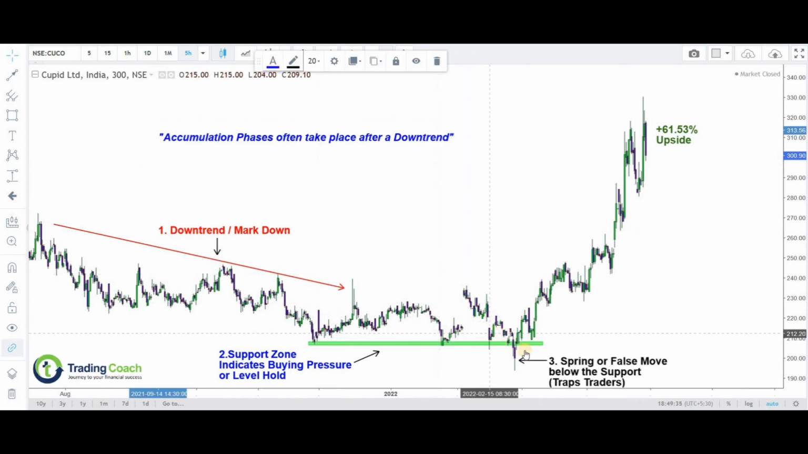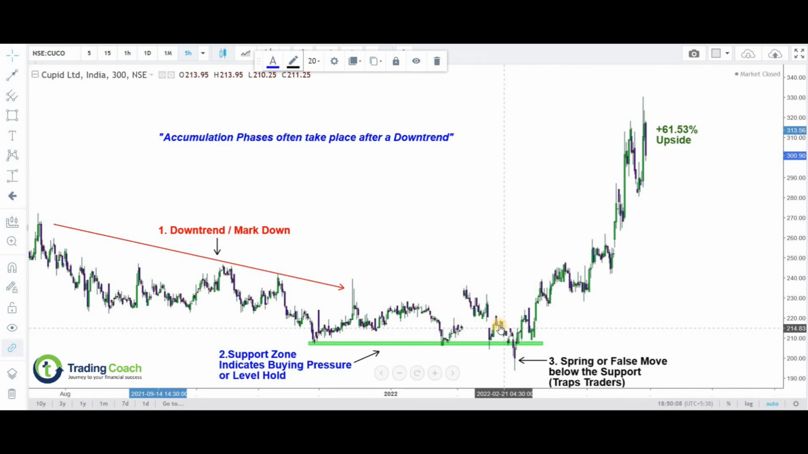And here is the third and one of my favorite steps, or my favorite phase, in this particular accumulation phase. So in this particular stage, what happens is you'll see a kind of a spring or a false move. So it's a kind of an interesting thing. Wyckoff usually called this a spring because, just like a spring, if you have seen a spring, you know that when you press the spring, it usually bounces back.